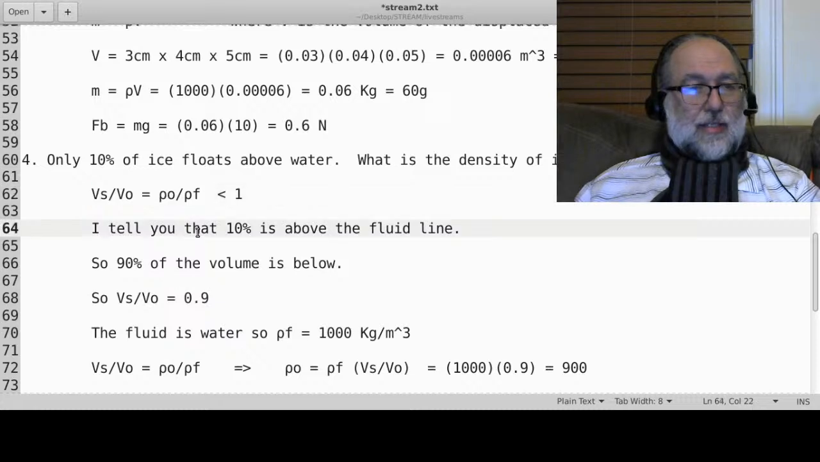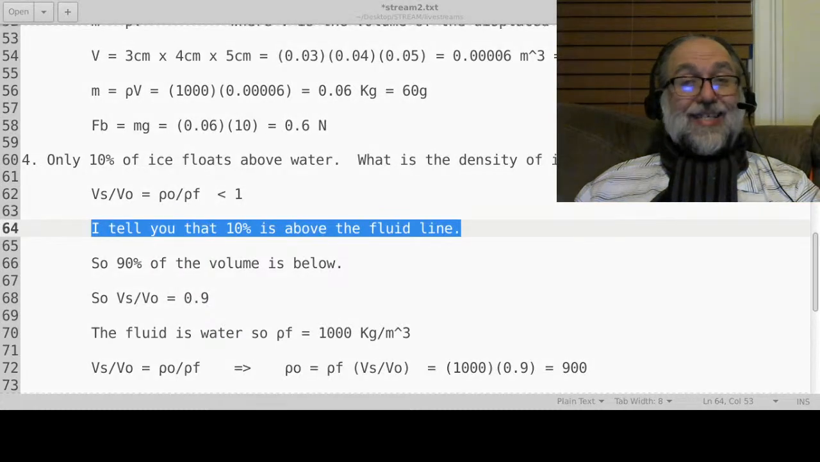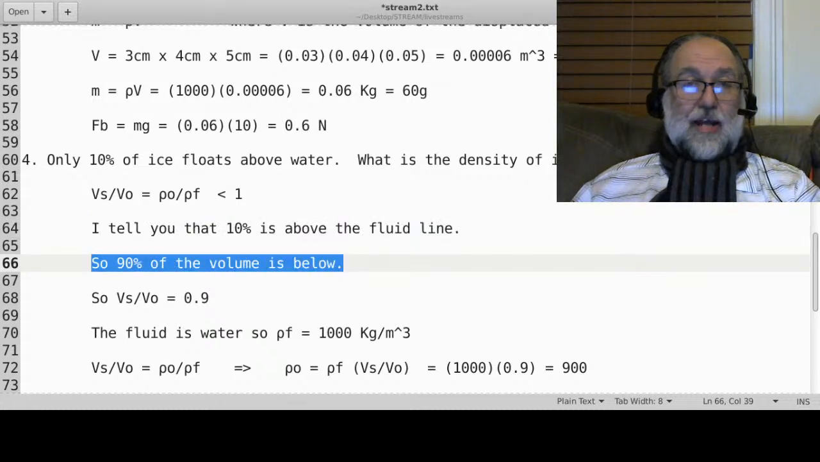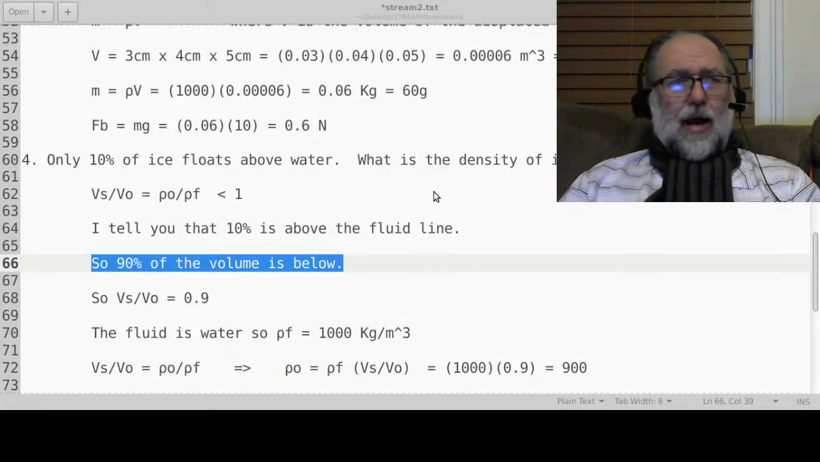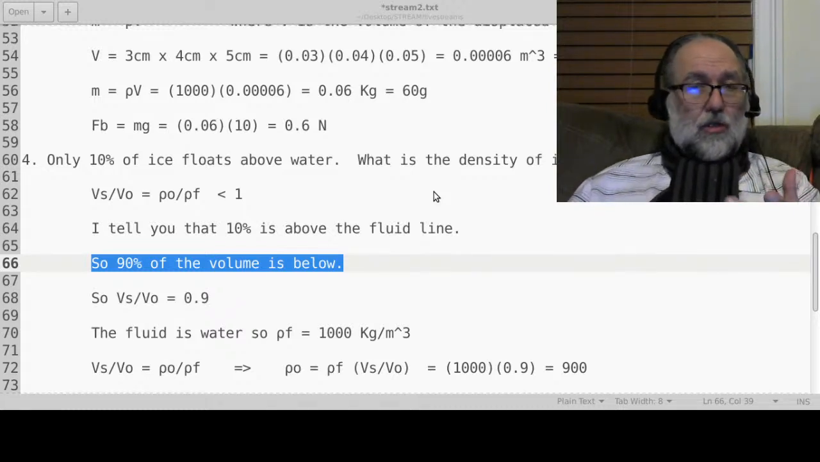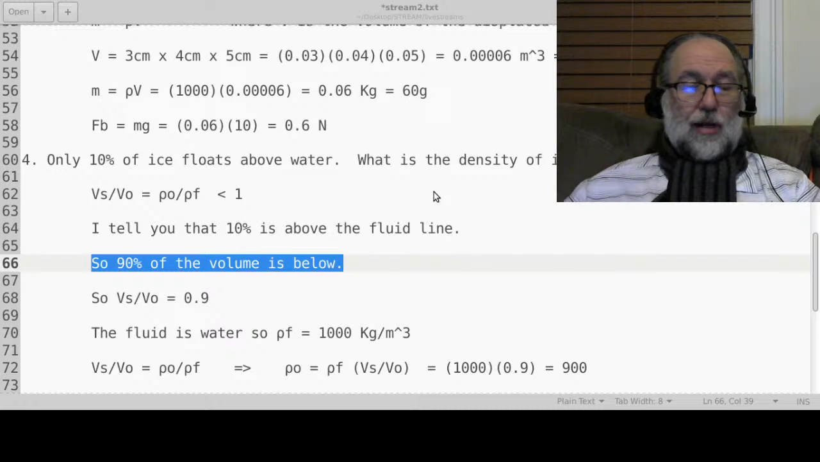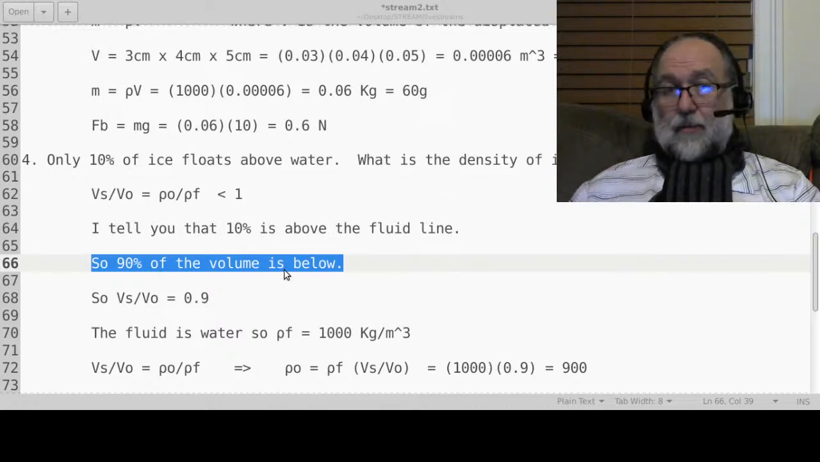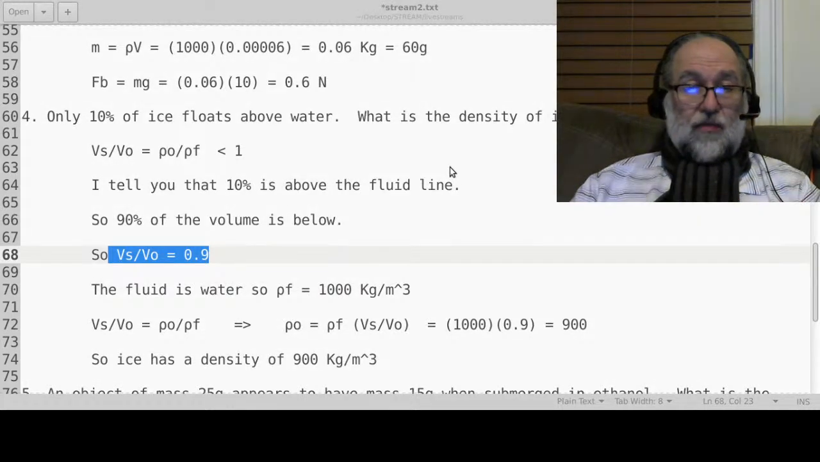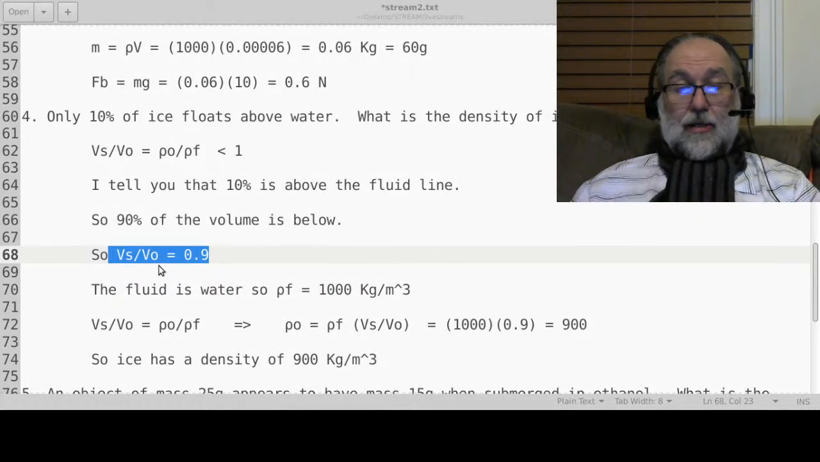All right, a little bit of an aside there, but what did I tell you? I told you that 10% is above the fluid line. That's not the submerged, that's the above. So the submerged is actually 90%. If 10% is above, 90% is below. Now, I don't ever try to be tricky in problems, but just be aware of that. If I tell you how much is above, just remember that Vs is how much is below the fluid line. So 10% above, 90% below. That means this ratio of the submerged volume to the total volume is 0.9. 90% as a decimal is 0.9.